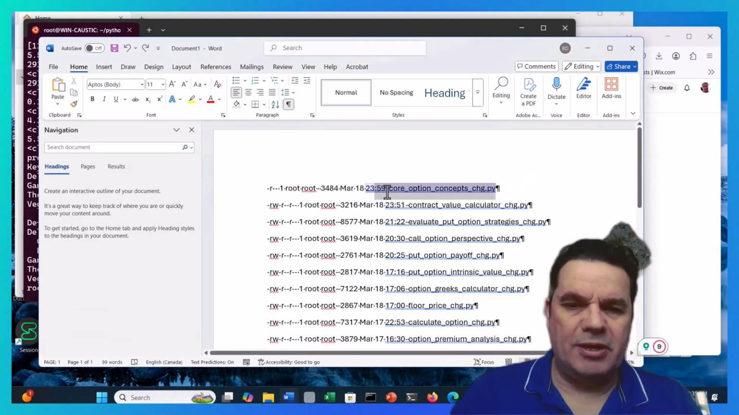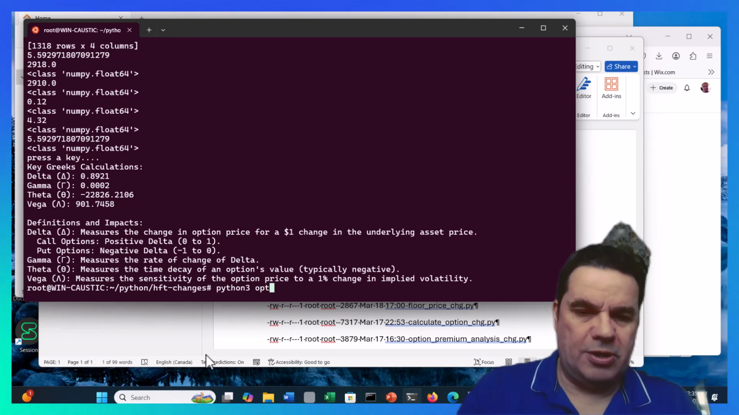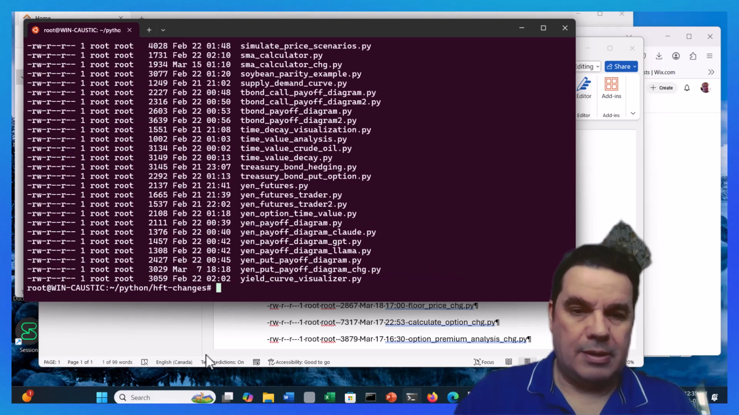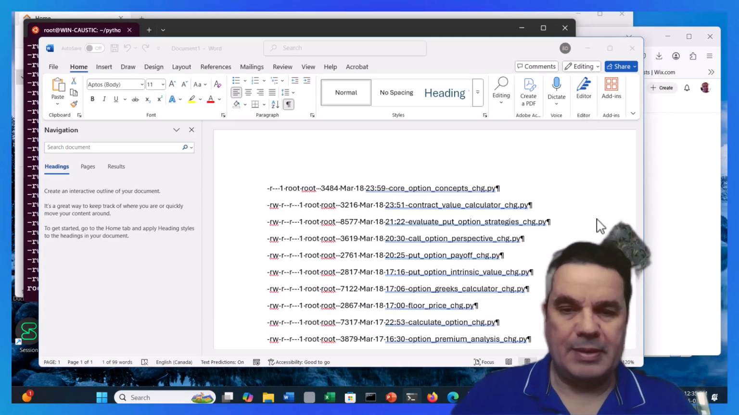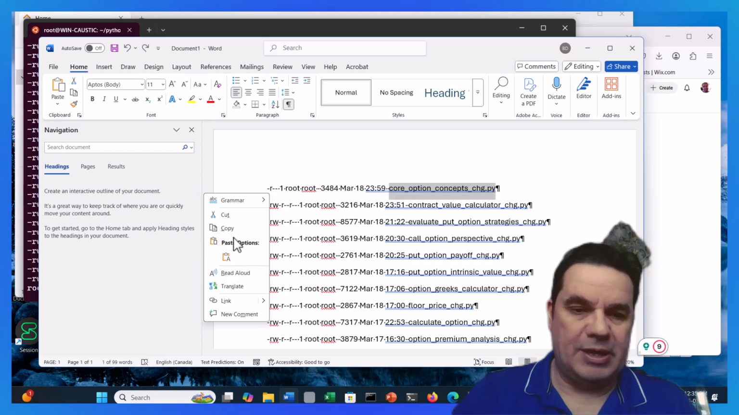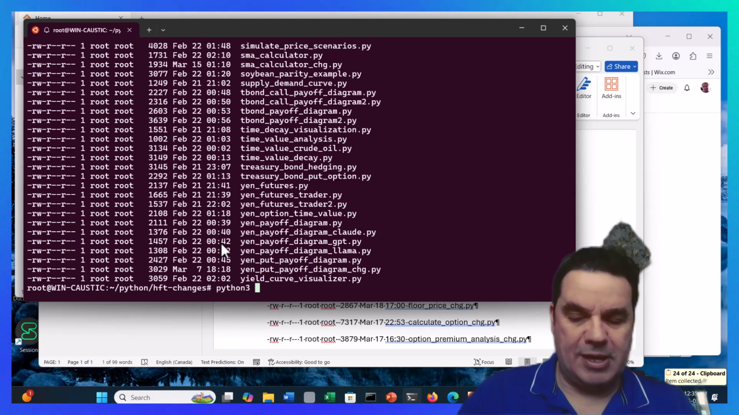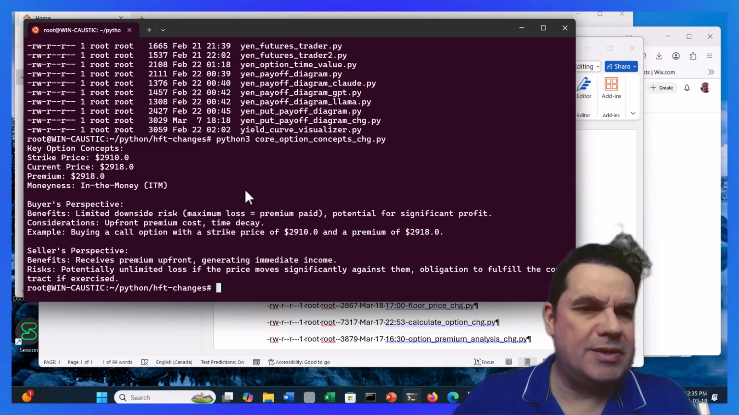So let's look at the first one here, the core option concepts. We are in a WSL. Let me do this so it's easier, the old true and tested way. Okay, so what we're looking at here, I'm typically using gold, and that's in a spreadsheet.